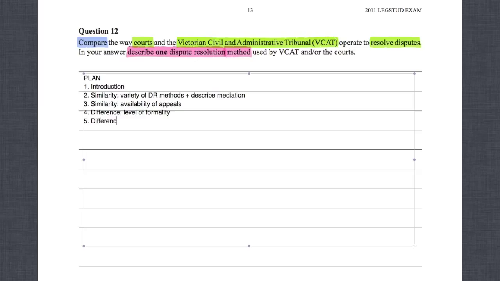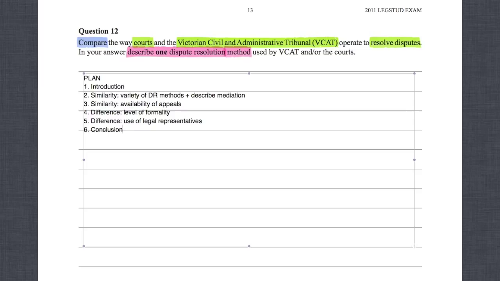Fifth, another difference, and that one I'm going to talk about is the use of legal representatives. And lastly, a brief but important conclusion. Now, you could choose any similarities and any differences. I've chosen ones that I feel like I can write a full paragraph on.